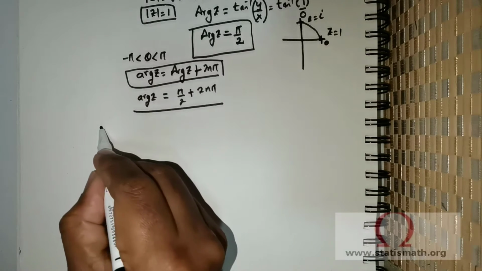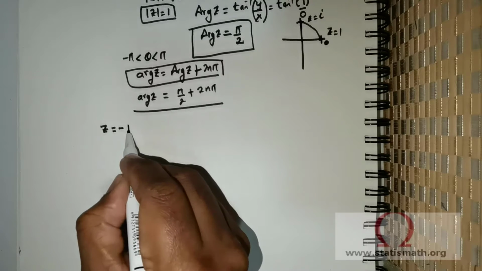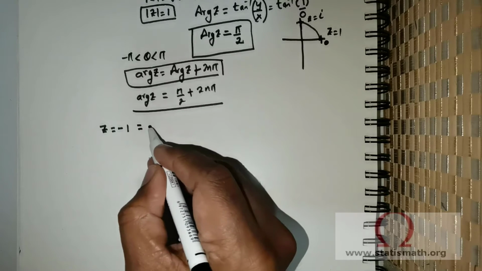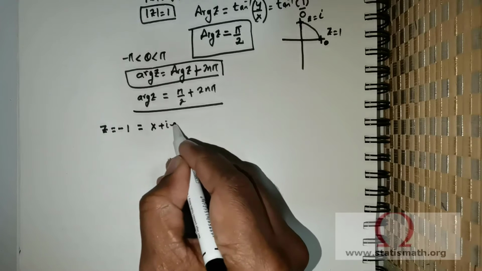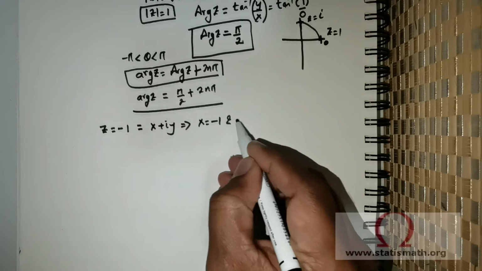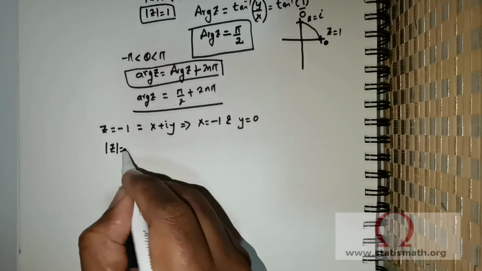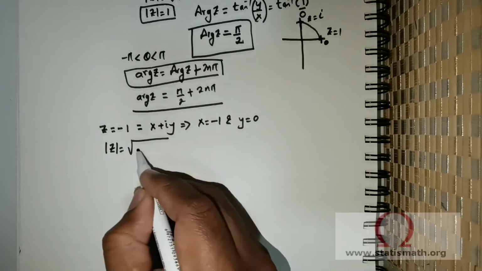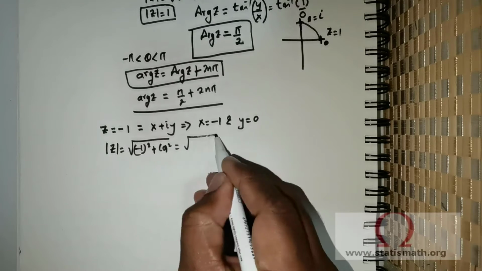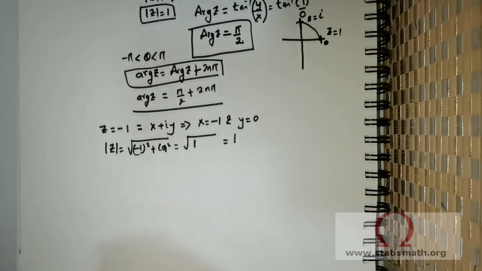Students, we are given the third question. What if z is equal to negative 1? In this case, if I were to rewrite this as a complex number x plus iy, then clearly x will be equal to negative 1 and y will be equal to 0. Therefore, the modulus of the complex number is going to be the root of negative 1 squared plus 0 squared, which is root of 1, which gives you 1.